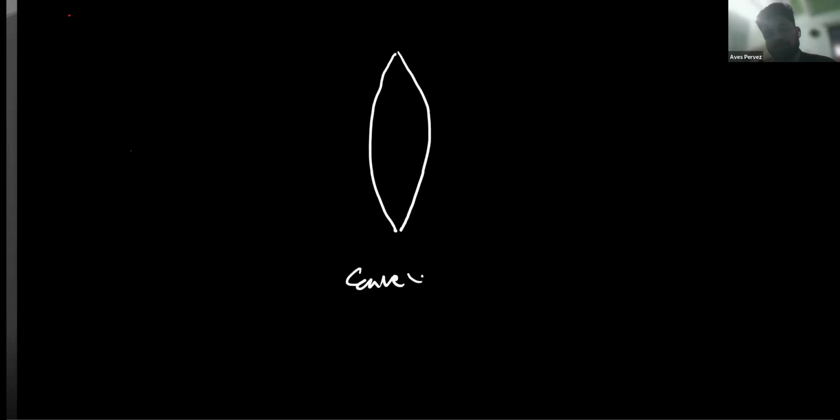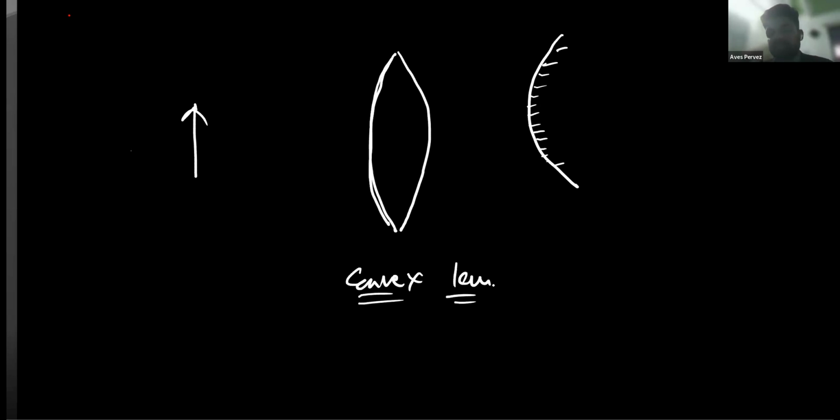One is the convex lens. Why is it a convex lens? Because you see that this edge is curved. If you have the object like this, both have this type of edge in front of the object. So that's why it is considered to be a convex lens.